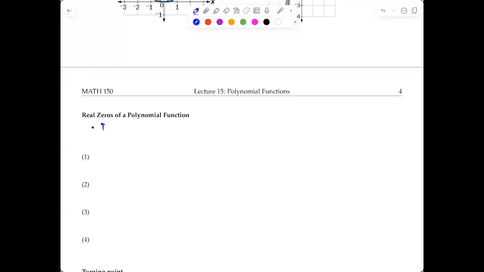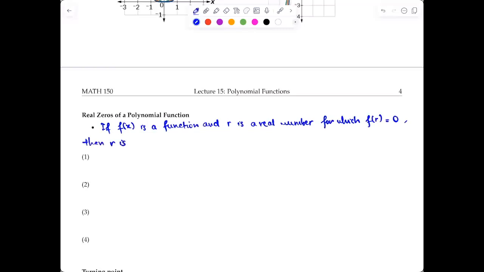Okay, so if f of x is a function and r is a real number for which f of r is equal to 0, then r is a zero of f.